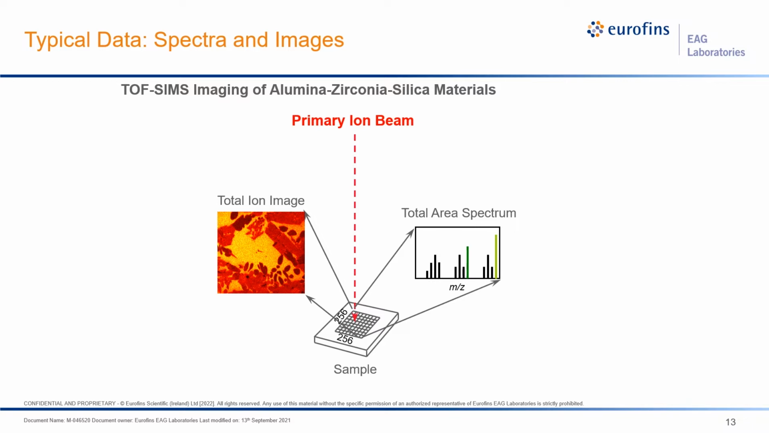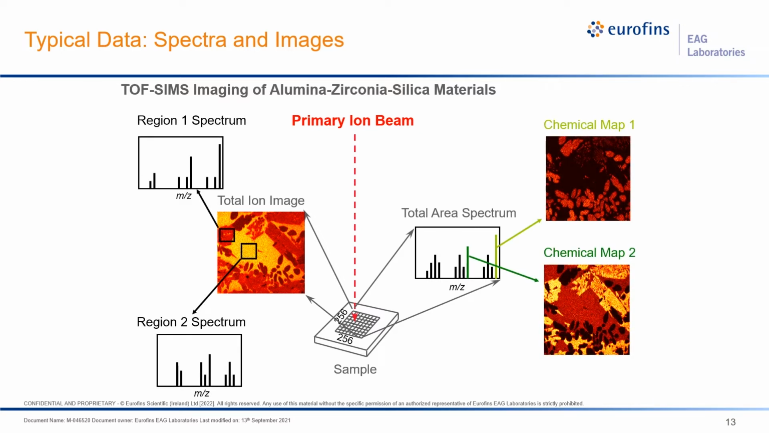This is a total ion image, which is the sum of all of the ions. These are not mass separated. This is just all of the ions created. Similarly, we get a total area mass spectrum from all of the species present within the analyzed area.